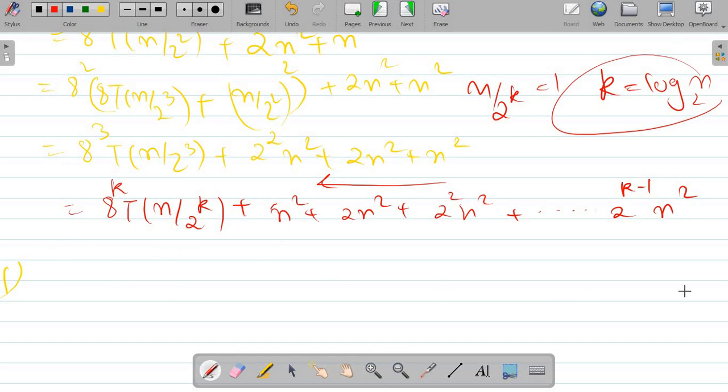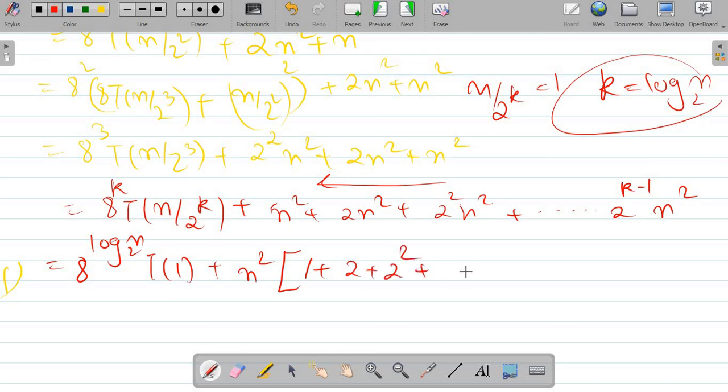And over here what we get is 8 to the power log n base 2 into T of 1 plus n square. Let's take n square common from all of these. So we get 1 plus 2 plus 2 square, and we do it till 2 to the power k minus 1, which is 2 to the power log n minus 1, with base 2. Now this can be solved by swapping 8 and n. So we get log 8 to the base 2, which is 3. So hence we get this term as n cube.